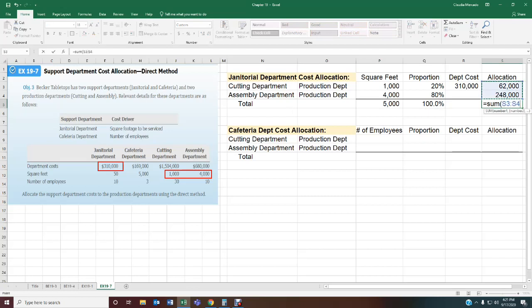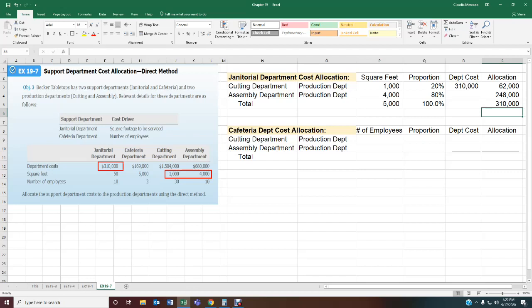Okay, so now I had $310,000 in janitorial department costs that needed to be allocated to my two production departments, which were cutting and assembly. So what did we do? We got the number of square feet for these two departments. We calculated the proportion. Once we got the proportion, we identified the department costs that we are wanting to allocate. In this case, it's for janitorial, the $310,000. And you multiply the department cost times the proportion to get your allocation.